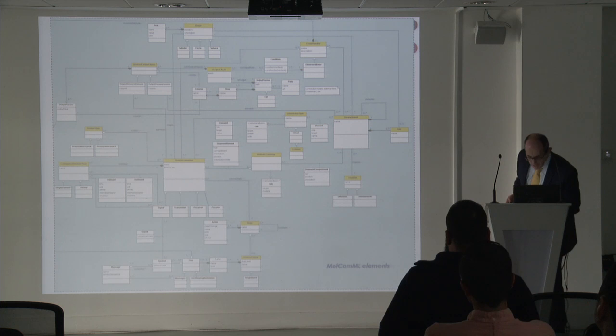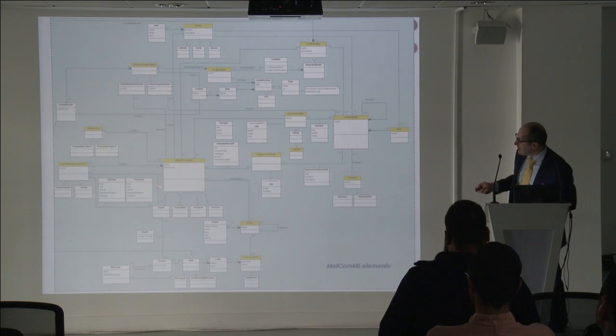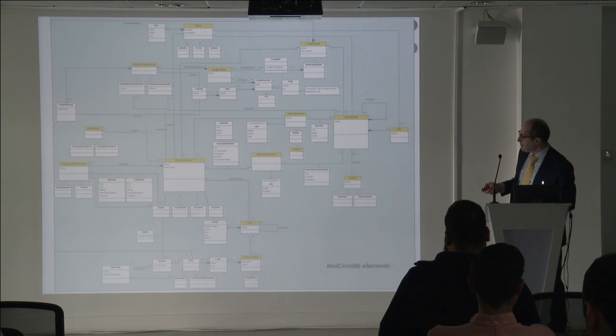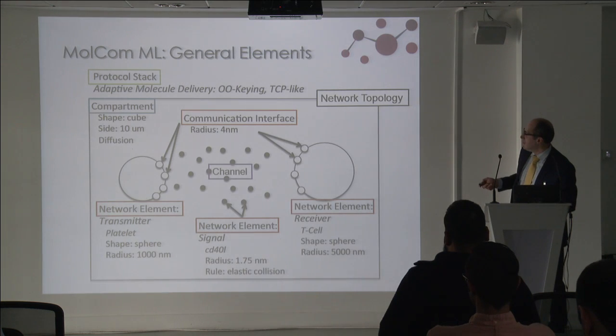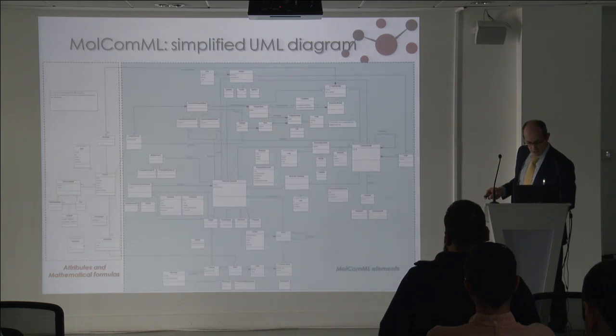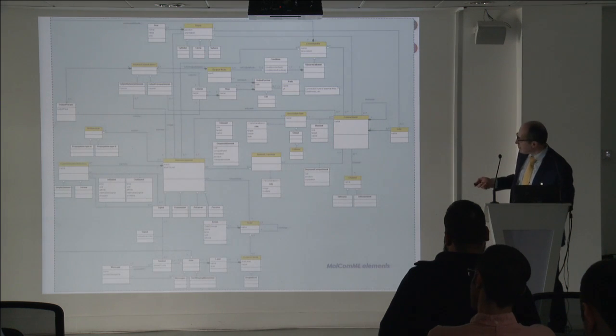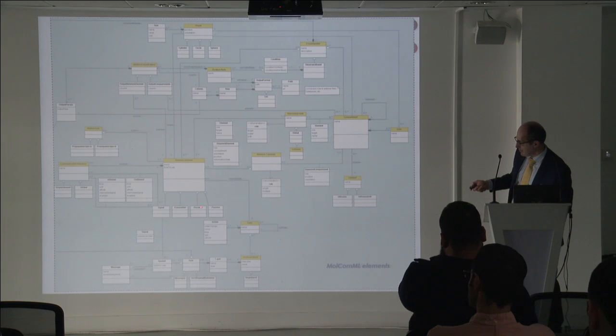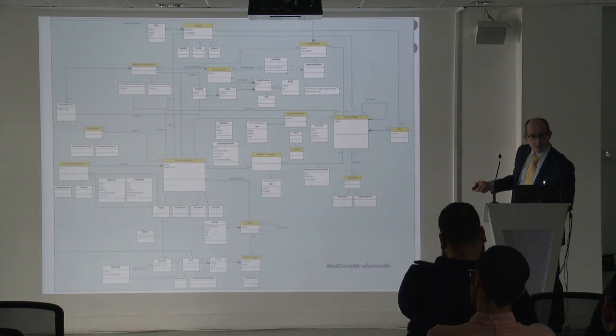Okay, let's start with an important part, the network element. The network element is the core of the markup language. Network elements are transmitter, receiver, and also other elements. Network elements can be specified in terms of transmitter, receiver, signal. We talk of signal by referring to carriers.